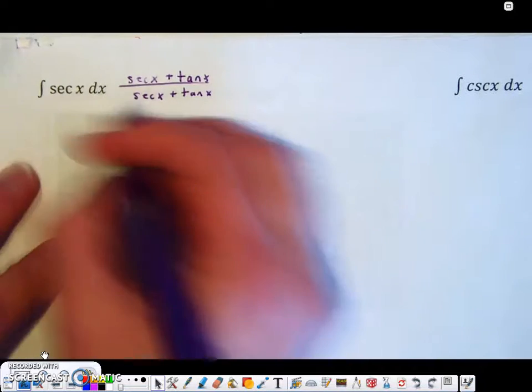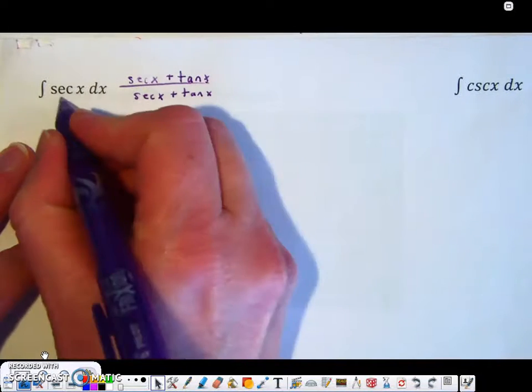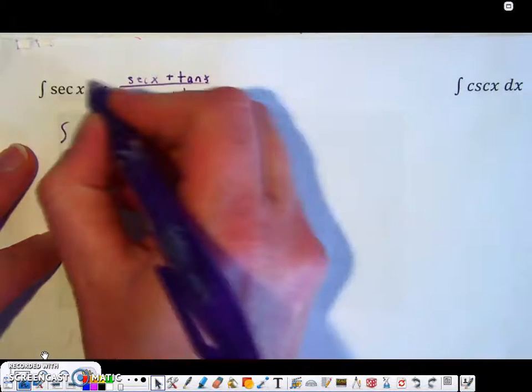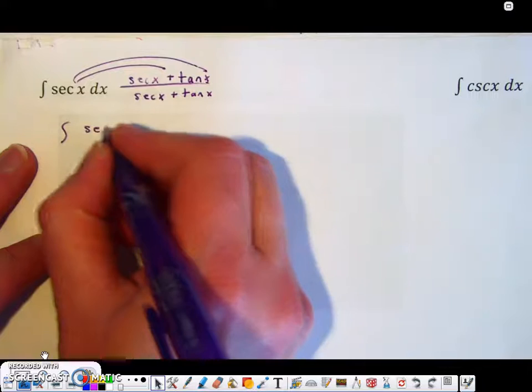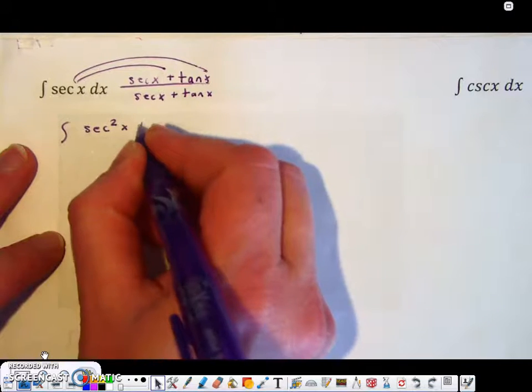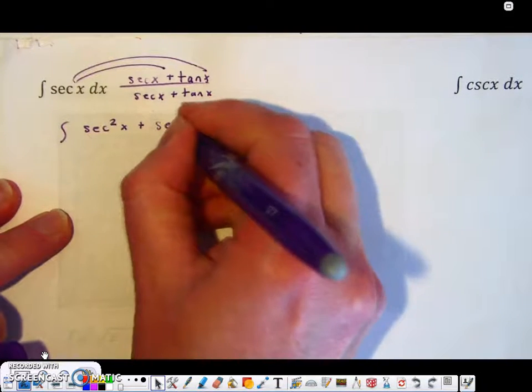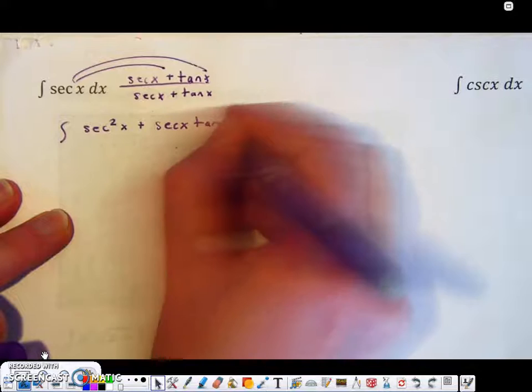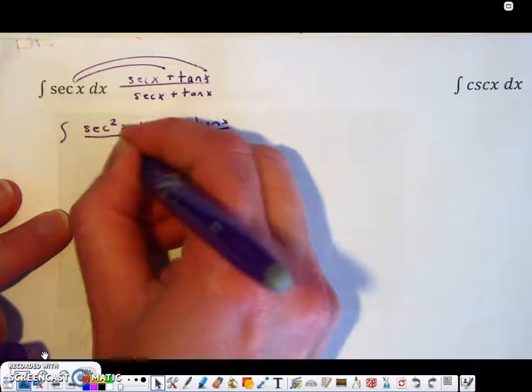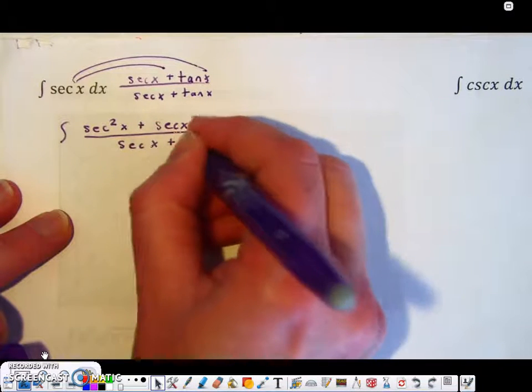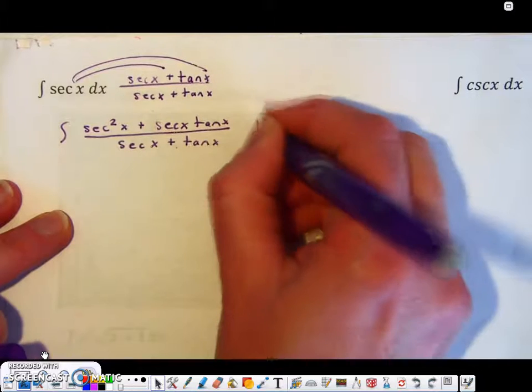So that's totally legit. So all I'm going to do now, the secant x is in the numerator, I'm going to be distributing that to both of these. So you have secant squared x plus secant tangent. And in the denominator, you have secant x plus tangent x.